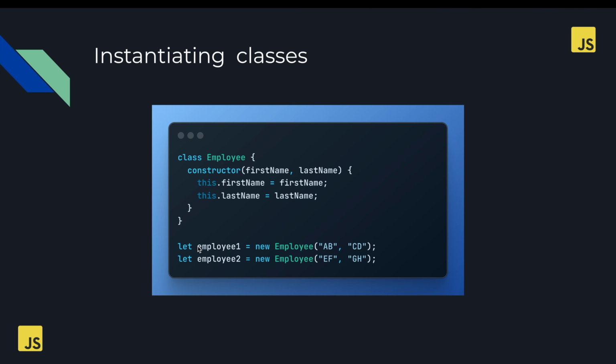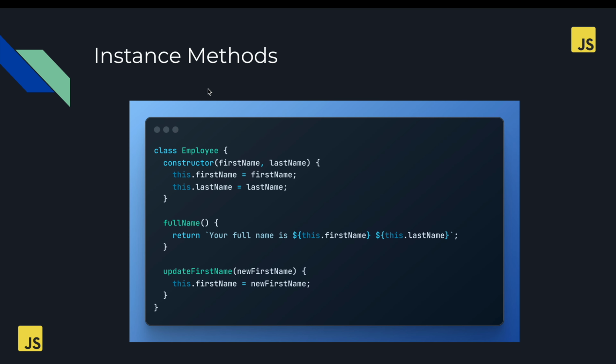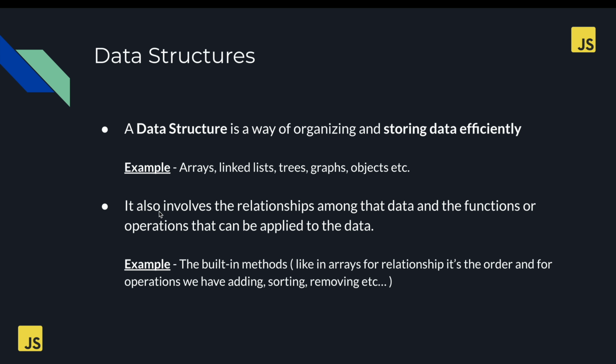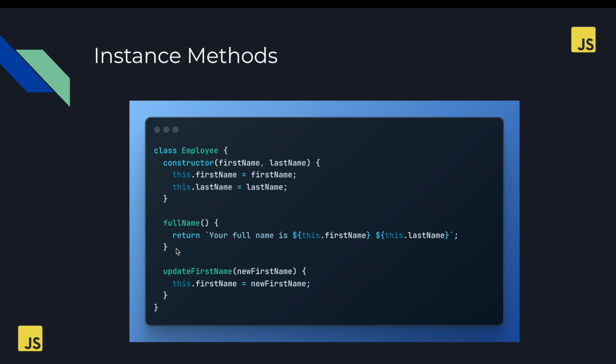Now moving on to the next topic, that is instance methods. So far we have covered how to create a class and what exactly is the purpose of a constructor method. Now let's see another thing that is called instance method. If you remember, as I mentioned in the definition, a data structure also involves the relationship among the data and the functions or operations that can be applied on that data. So instance methods are going to be responsible for the operations that can be performed on that data.